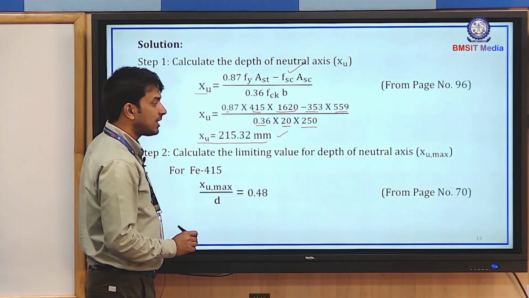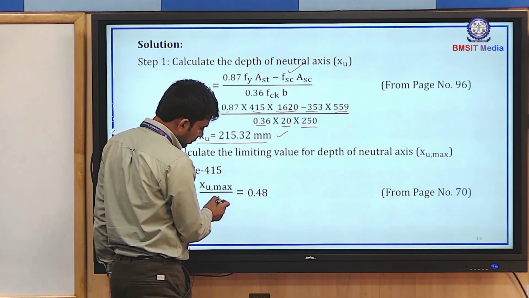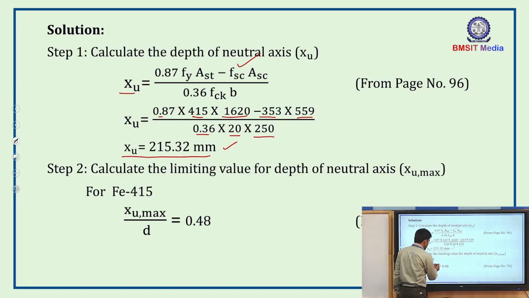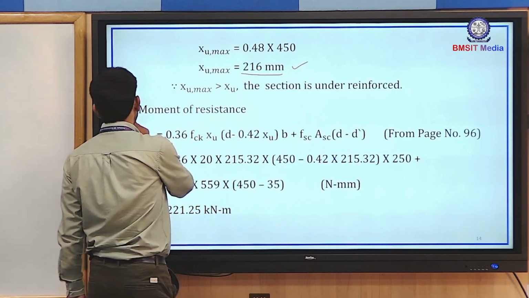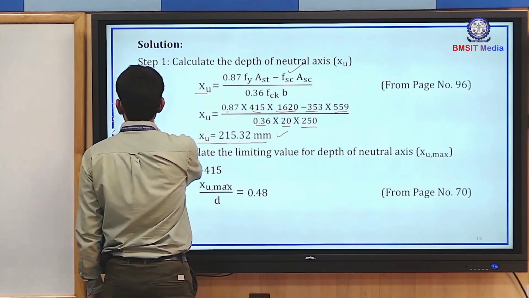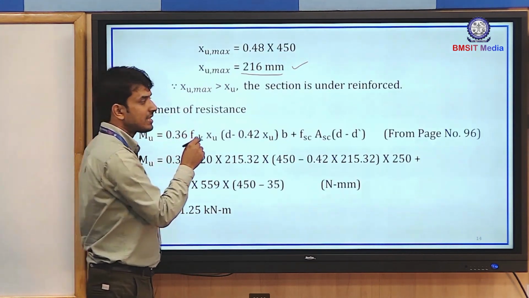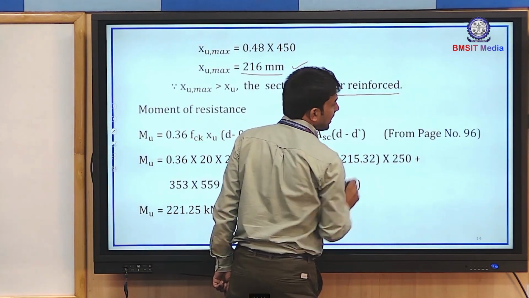Now I will calculate the limiting value. xu max by d I already know, and d is 450 as given to me. So I can easily calculate xu max. When I calculate xu max it is coming 216. Our xu is 215.32, and xu max is 216. So easily I can say this section is an under reinforced section.